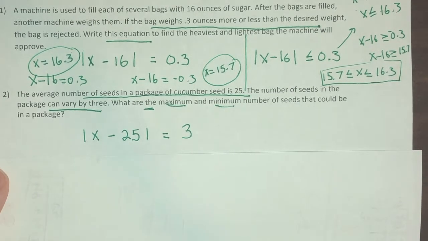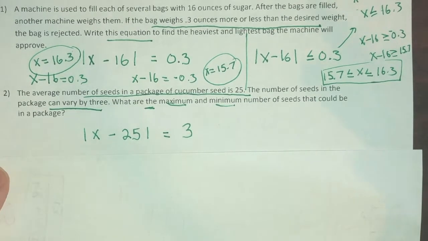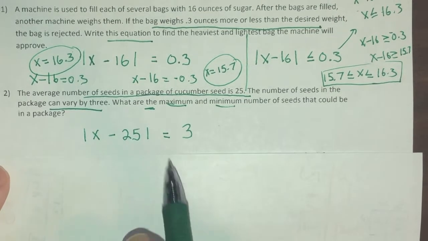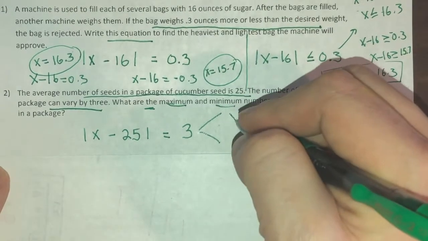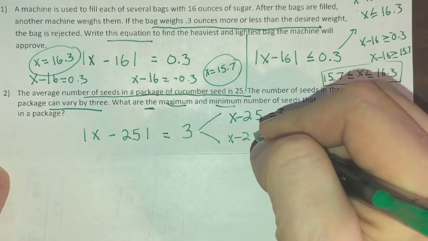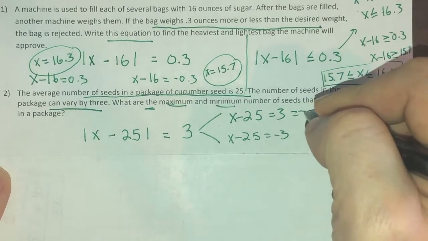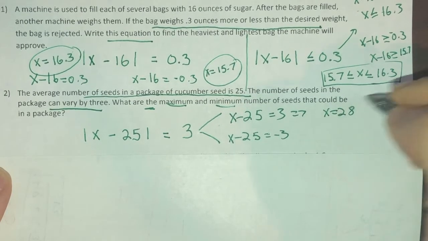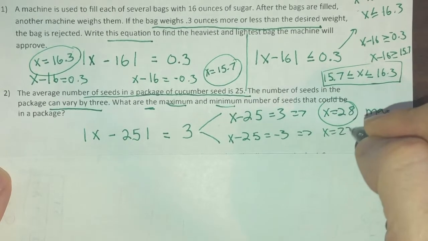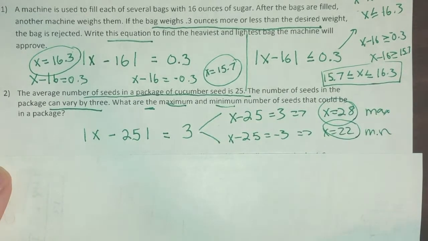So the difference could be 2, the difference could be 1, it could be none, like there could be exactly 25 seeds, okay? Or there could be 3 more. But for example, there couldn't be 29 because that would be 4 more seeds, okay? So let's look at the max and the min. We split it, the bars are alone. So x minus 25 is either equal to 3 or x minus 25 is equal to negative 3. And then we add 25 on both sides. We get 28, which is the max. We get 22, which is the min, okay?